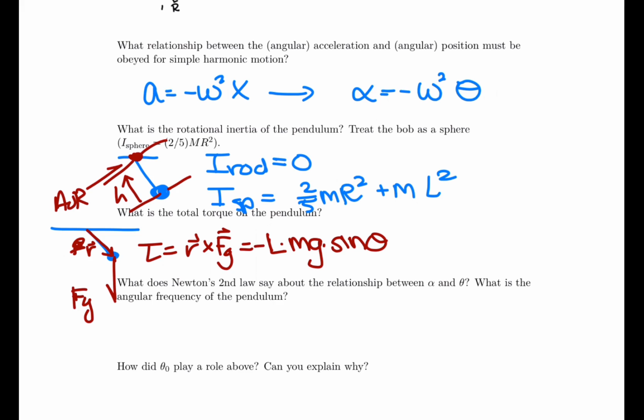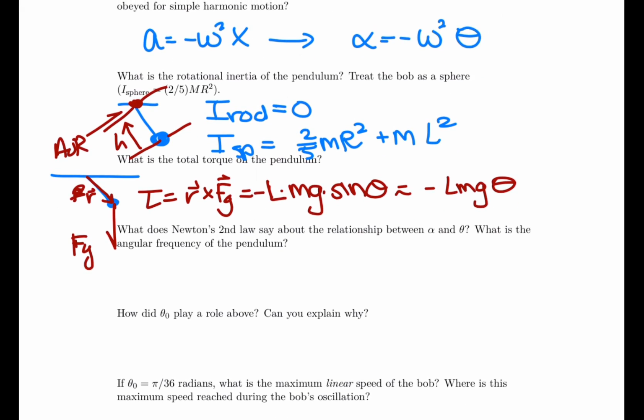to rotate clockwise. And I say up above that you can approximate this as L mg theta when sine is small. When thetas are small, then that is the case, which is key for this next step.